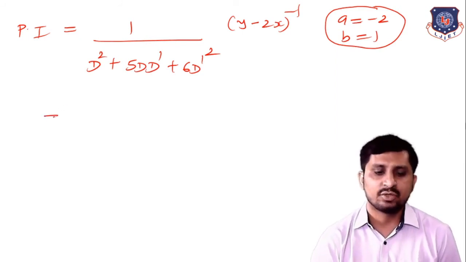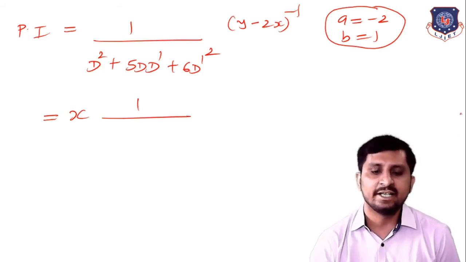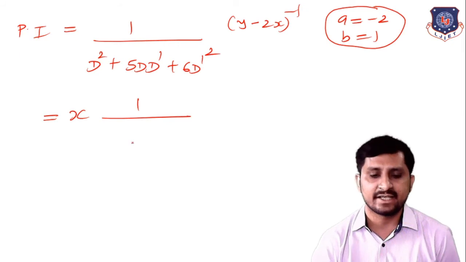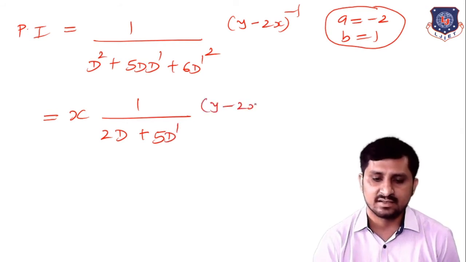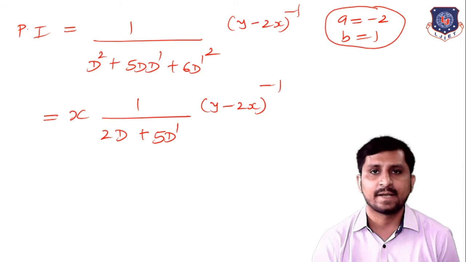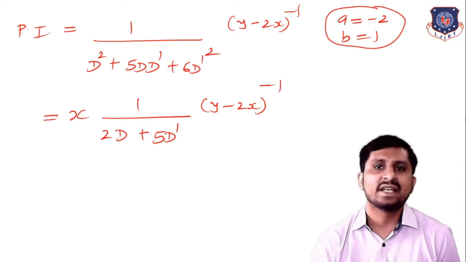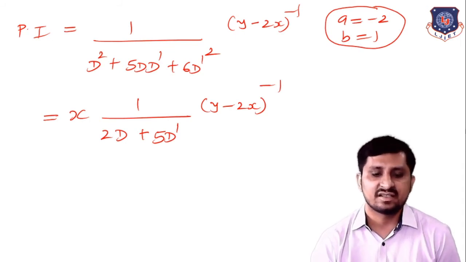So that's why we have to differentiate and multiply with x. So 1 upon differentiation of d square plus 5 d dash plus 6 d dash square with respect to d. So that is 2d plus 5 d dash, y minus 2x inverse. Now I can apply the value of a and b instead of d and d dash respectively.